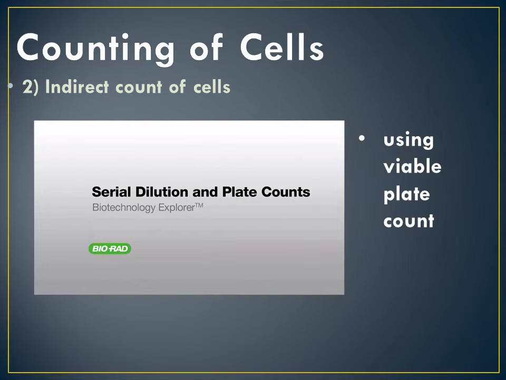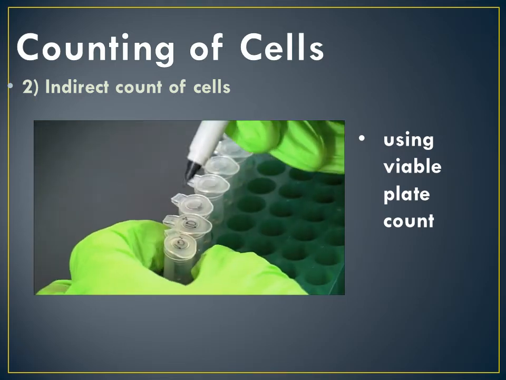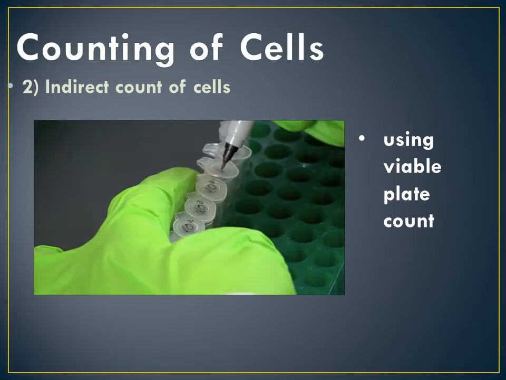The second method is indirect count of cells. Microorganisms in a sample are diluted or concentrated and grown on a suitable medium. The development of growing microorganisms is then used to estimate the numbers of microorganisms in the original sample. The most common procedure for the indirect count of bacteria is the viable plate count.